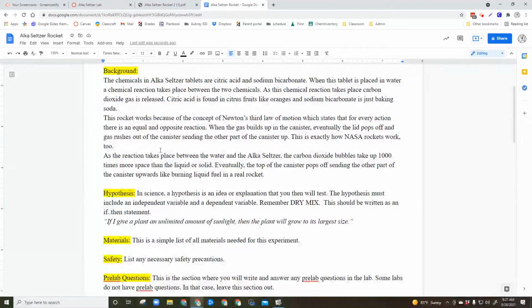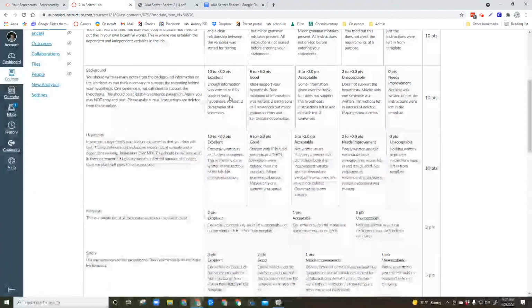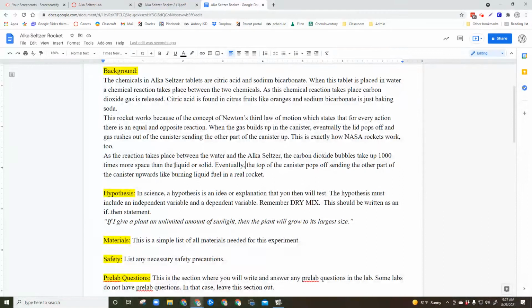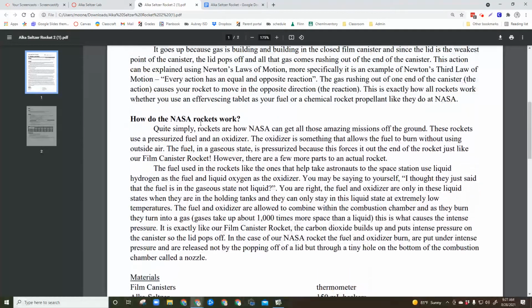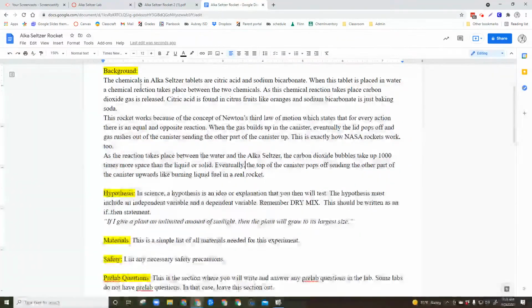Okay, so what's the criteria? Let's see, let me find it. The criteria: two paragraphs of 4 sentences. Do we meet that criteria? Well, we have 3 paragraphs, and we have 1, 2, 3, 4, 5, 6, 7, 8, 9 sentences. Okay, so we have met the criteria, and as long as we didn't copy and paste or plagiarize, then we will get full points for this section. Okay, so that's the background.